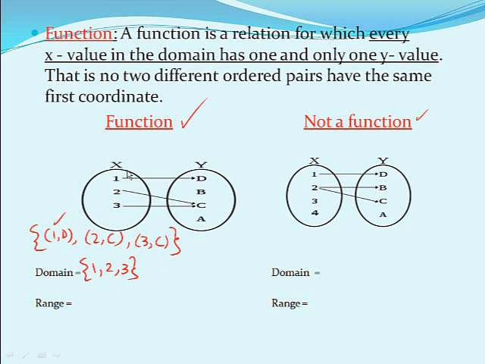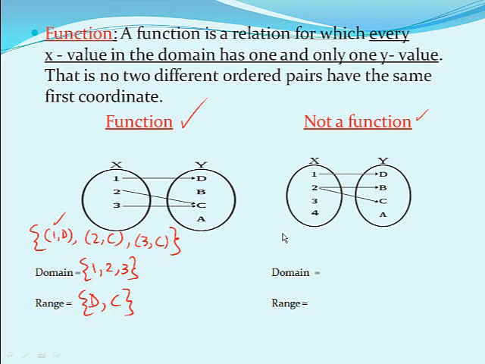So that is the set here. And the range will be the set of second coordinates, that will be D, C. Notice that C is repeated twice, but in the set we are only listing it once.